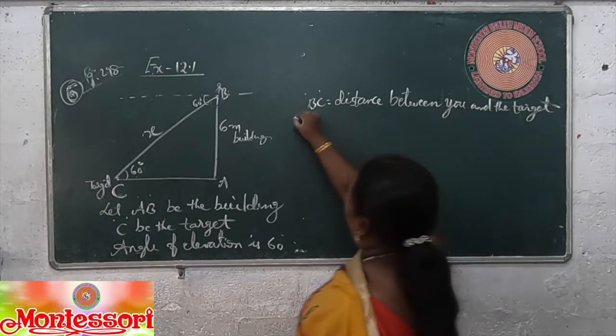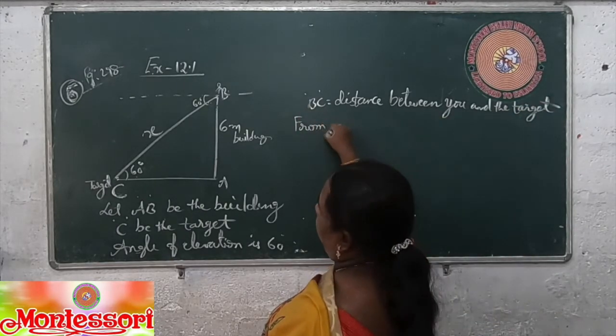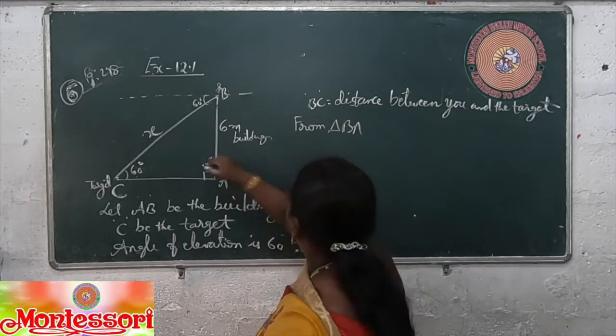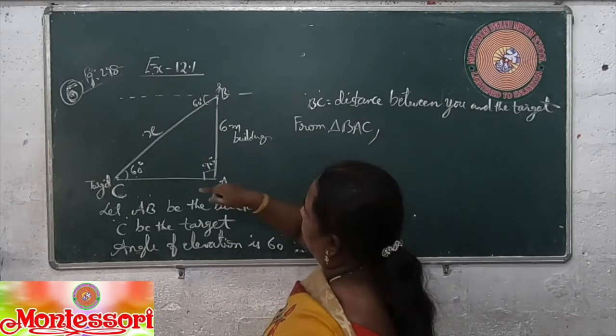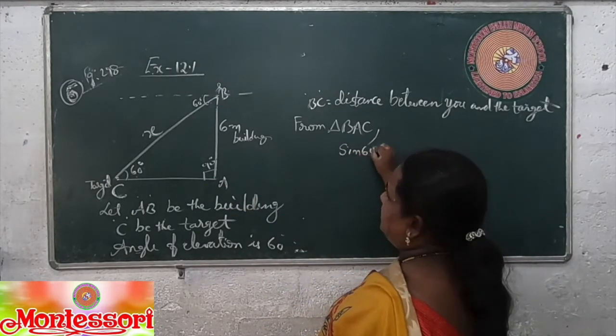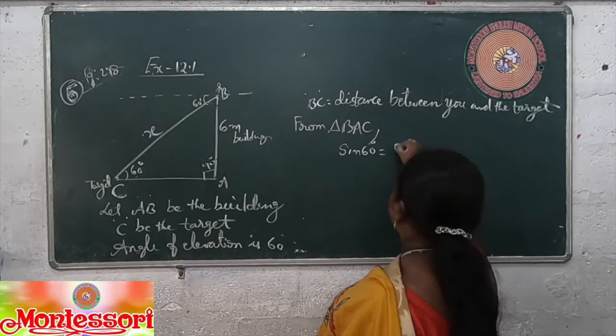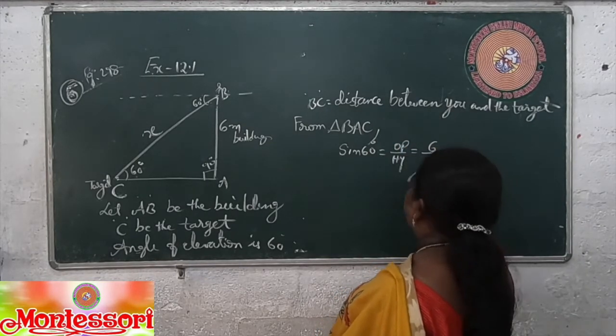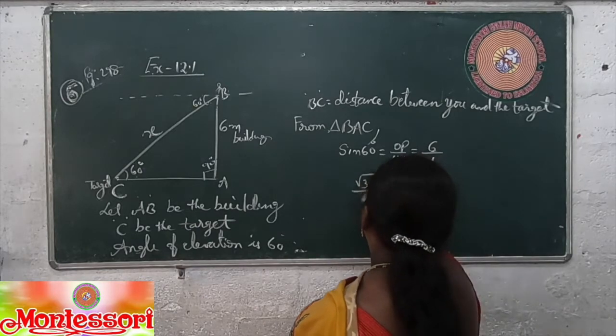Now from triangle, what one? Triangle BAC. Sine 60 degrees is equal to opposite by hypotenuse. That is 6 by x. So what is sine 60? Root 3 by 2.